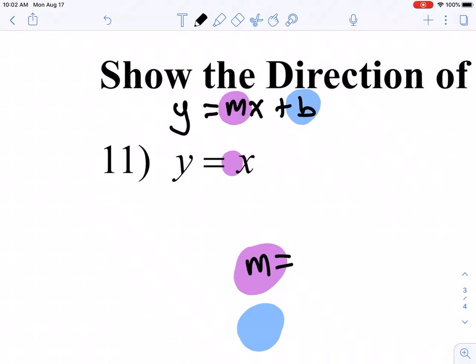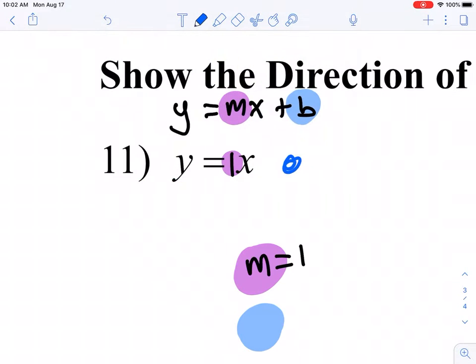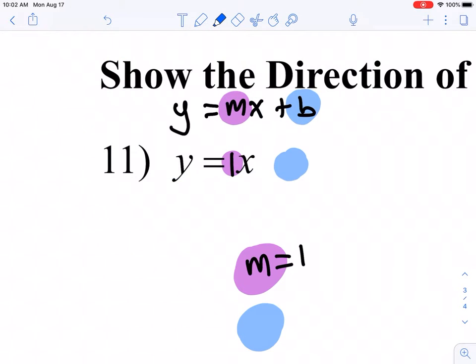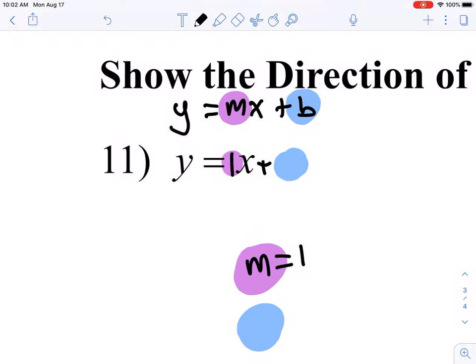So in this equation here, the number next to x, our m value, is 1. There is a 1 sitting next to this x because it is a 1x. Now, our b value, there is no b value here. There are 0 b values. So b equals 0.